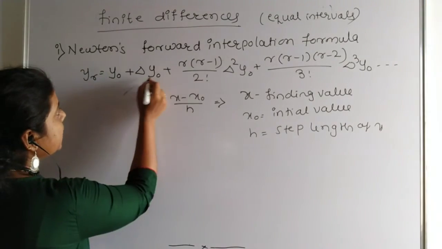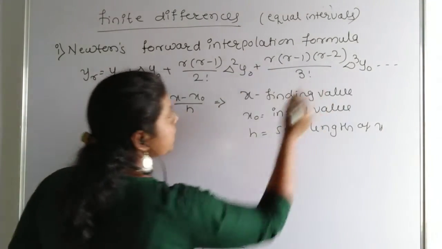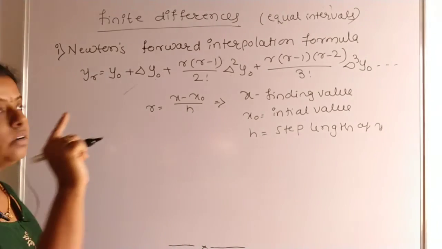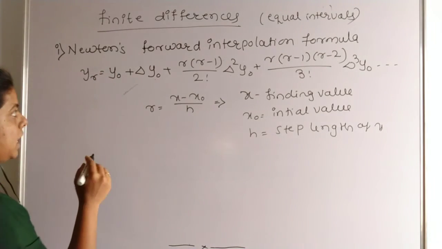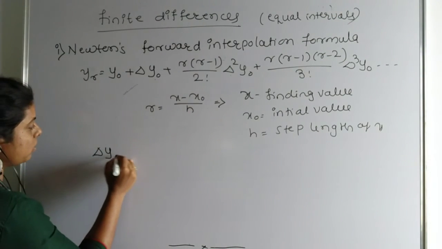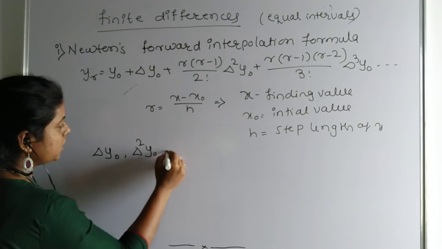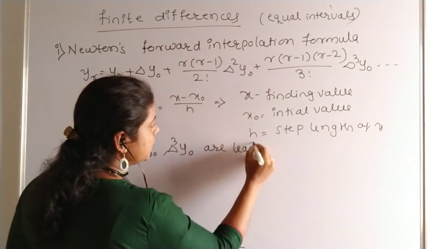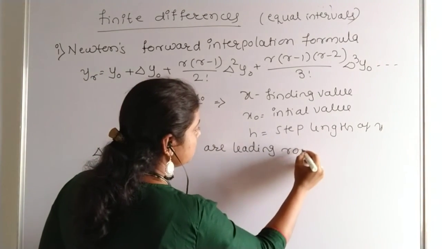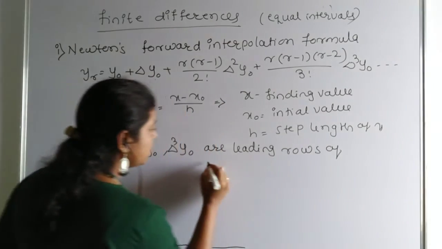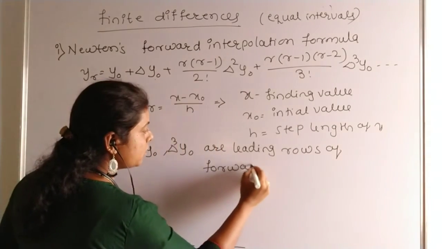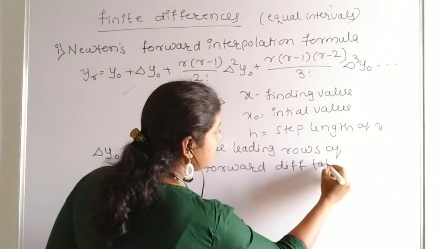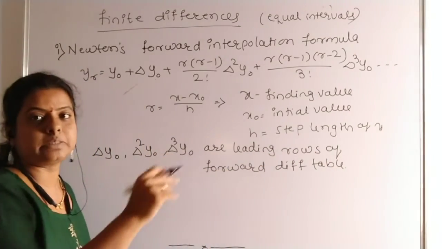Now delta y0, delta square y0, delta cube y0 are the leading rows of the forward difference table. How to create that table I will explain later.